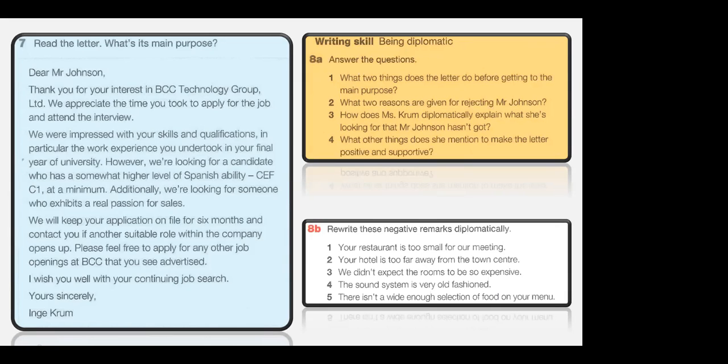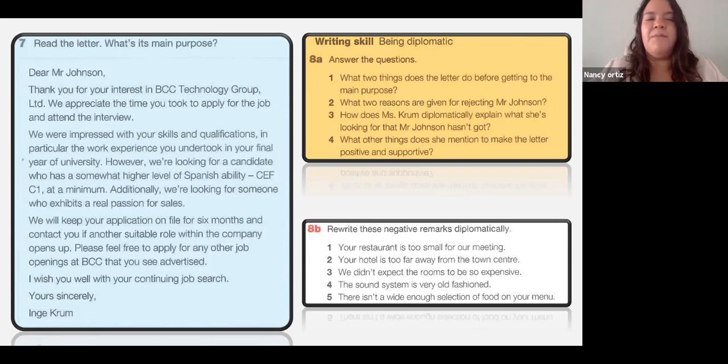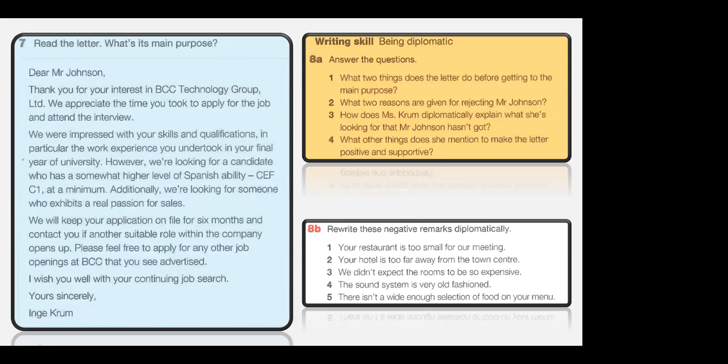Very good. Mildred, what is the main purpose of this email? To let the person know that, although he or she has well-known work experience, they can't be a candidate because there are other things that they need. In this case, abilities and skills that the person doesn't have.